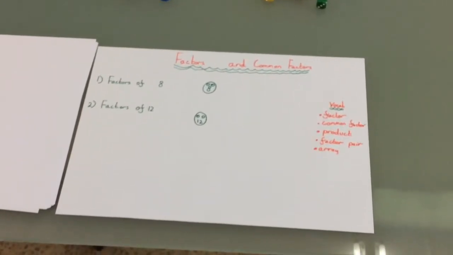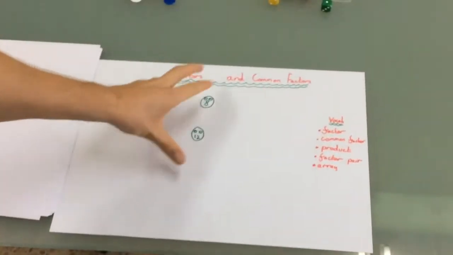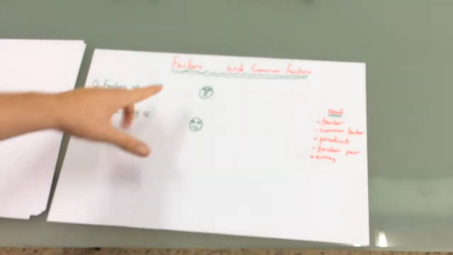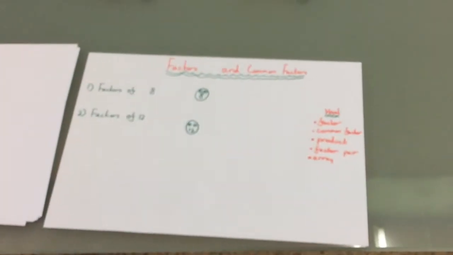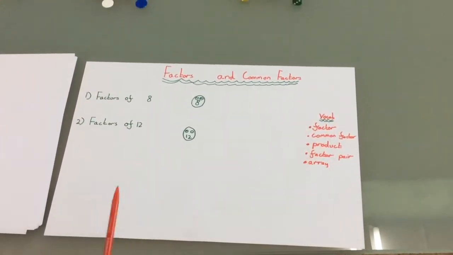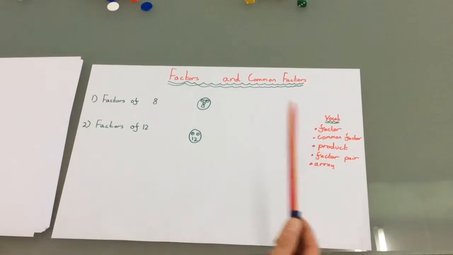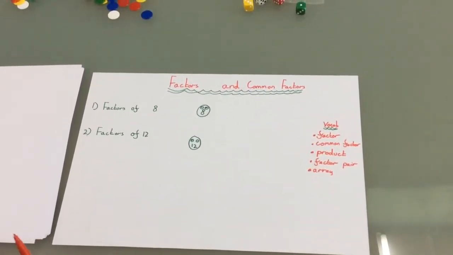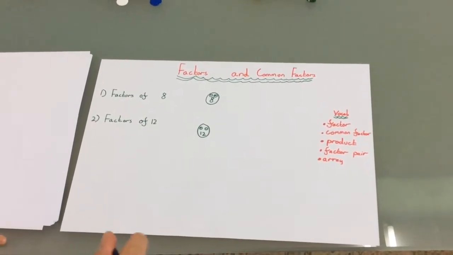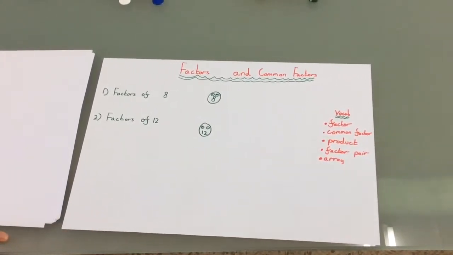In this video we're going to look at what factors are and what common factors are. And we've got two numbers here. So the keywords are factor and common factor, and you're going to hear me saying three of the things. Product, and a product is the answer that you get from multiplying two numbers together. So the product of 2 and 3 is 6.